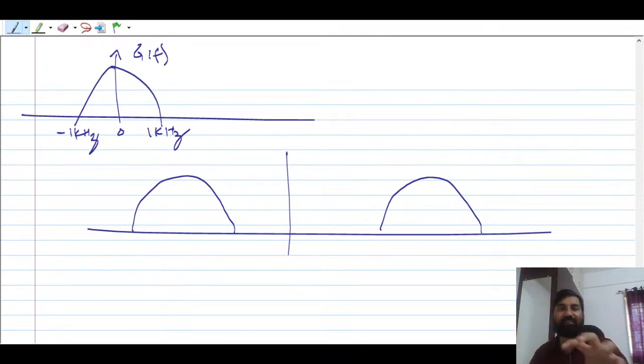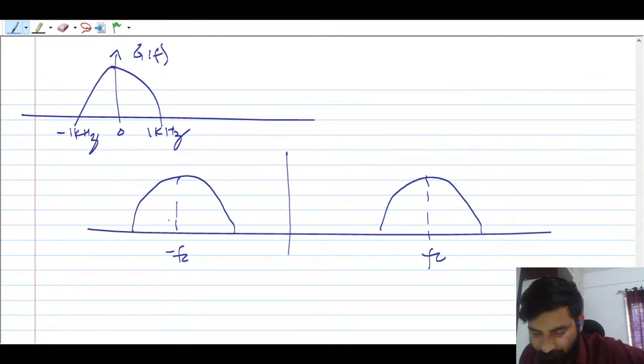Your signal is low pass here. Low pass means the signal has low bandwidth. But now you're translating your message signal. How is it being translated? You're multiplying in the time domain by cosine. When you multiply by cosine, what happens in the frequency domain? Your message signal's entire spectrum is going to be shifted to fc and minus fc, right?